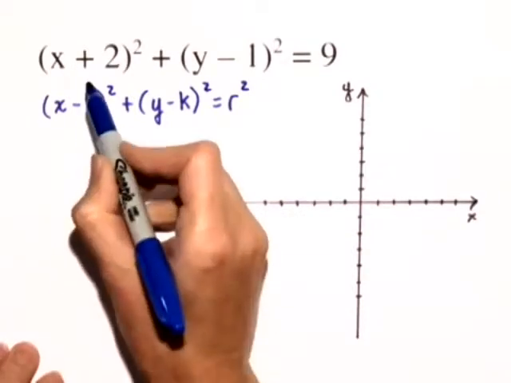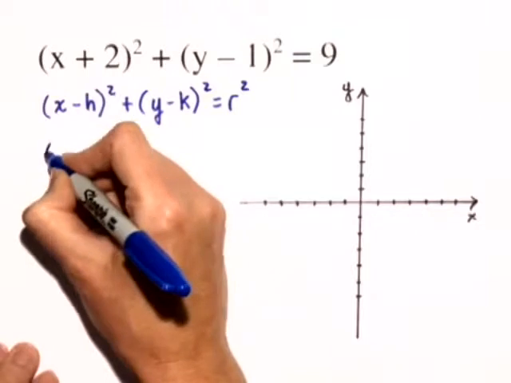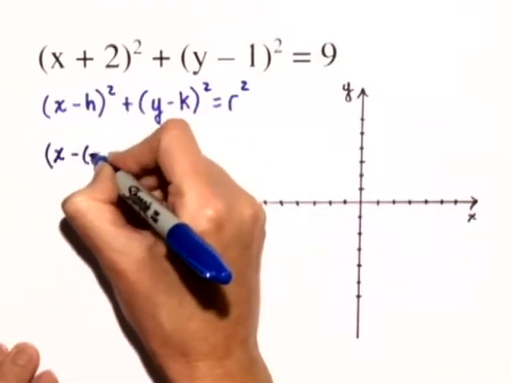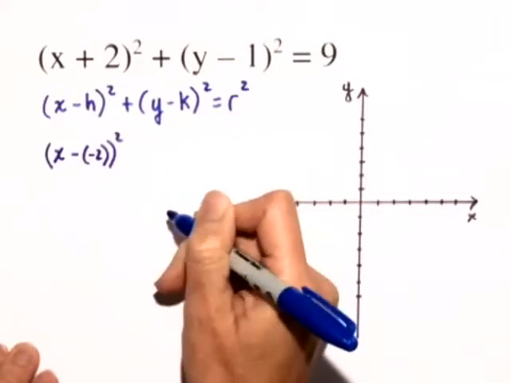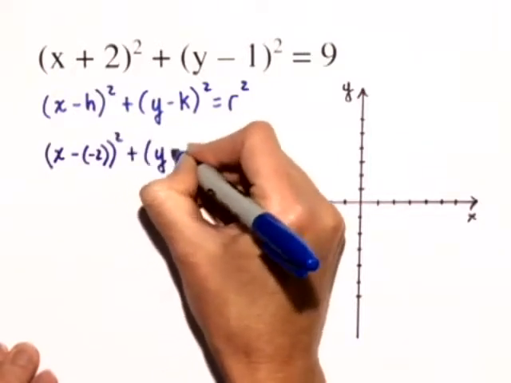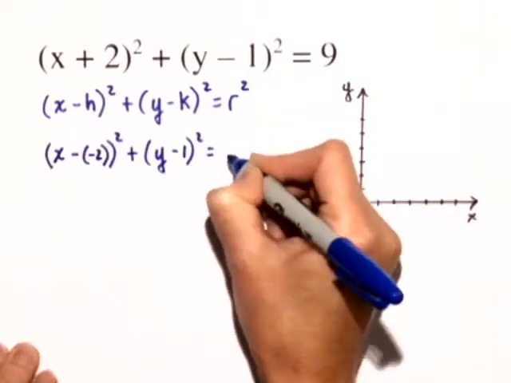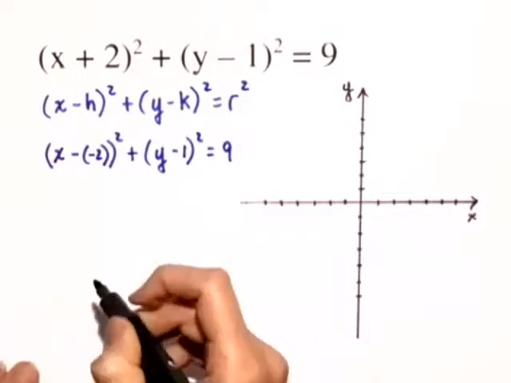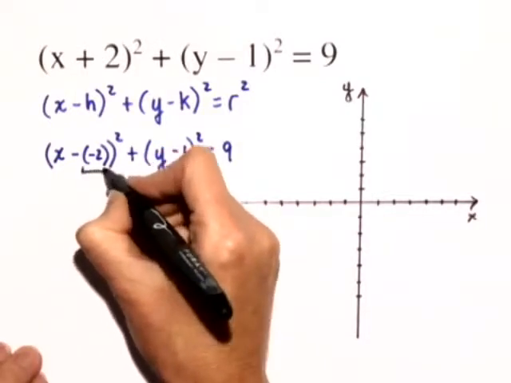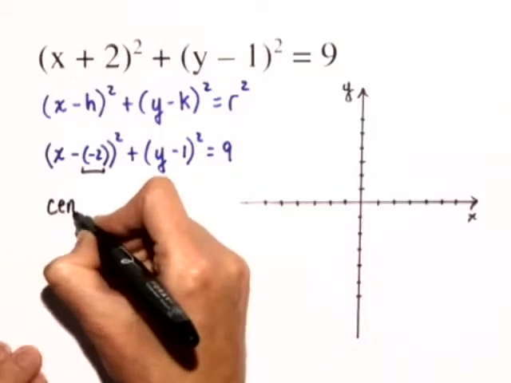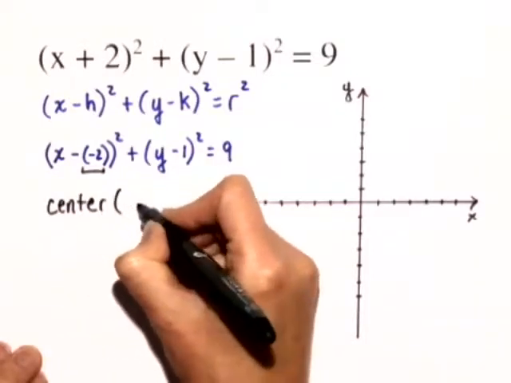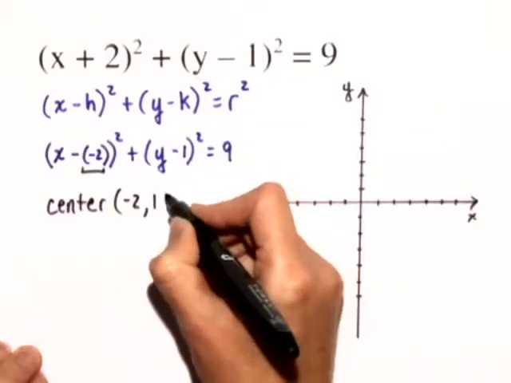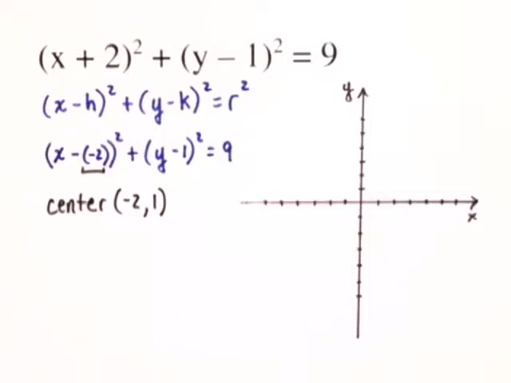So I'm going to rewrite this original equation just slightly. Instead of x plus 2, I'm going to write it as (x - (-2)) squared plus (y - 1) squared is equal to 9. So we can see that this negative 2 really represents the h, or the x-coordinate of the vertex, and the 1 represents the k, or the y-coordinate of the vertex.